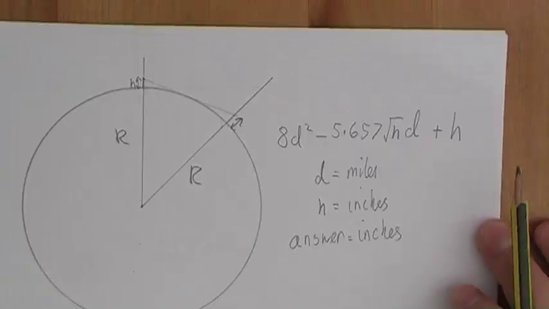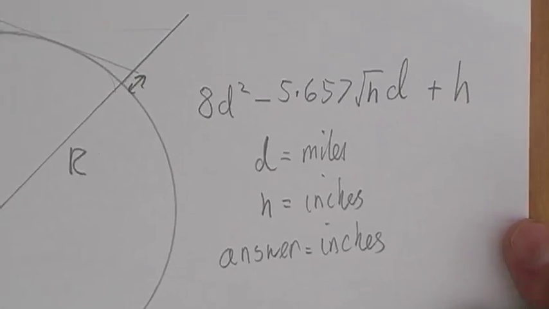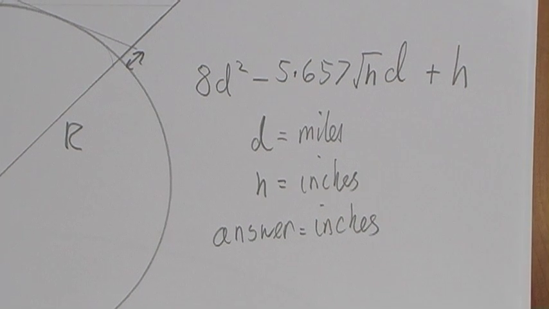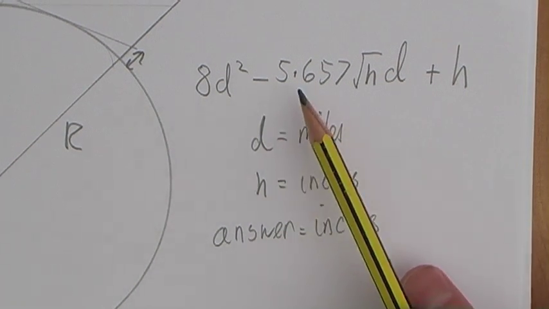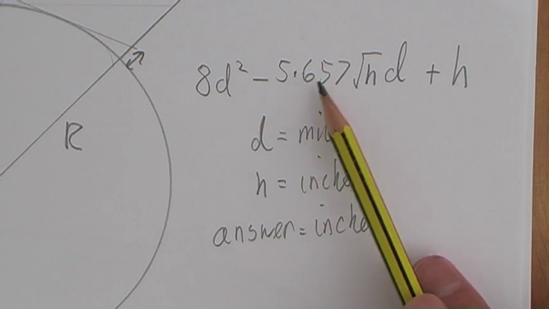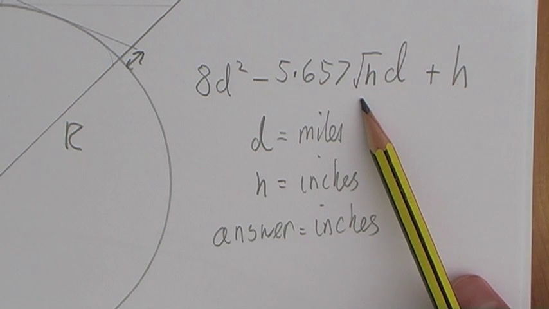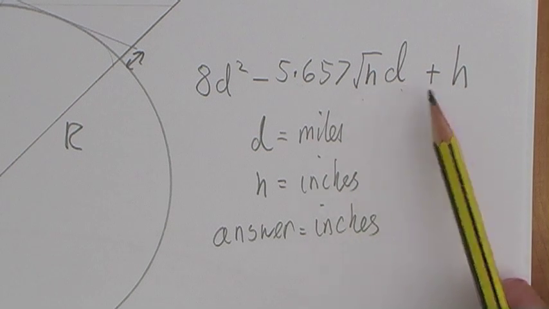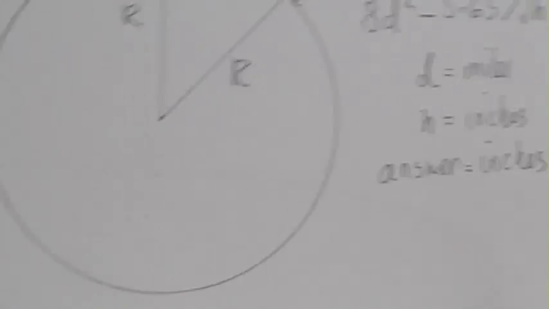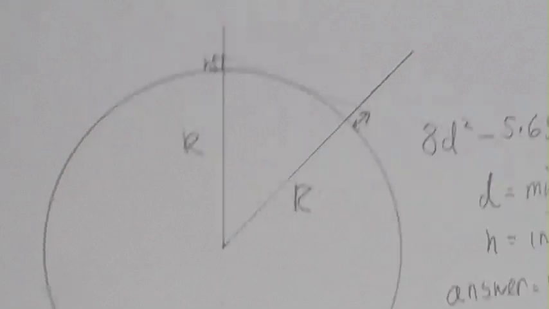So this is your formula for calculating how much something should be obscured by the curvature of the Earth. 8d squared minus 5.657. Now don't worry about this constant here. Don't worry about where I got it from. Times the square root of the height times the distance plus the height. Now let's look at this formula in action.